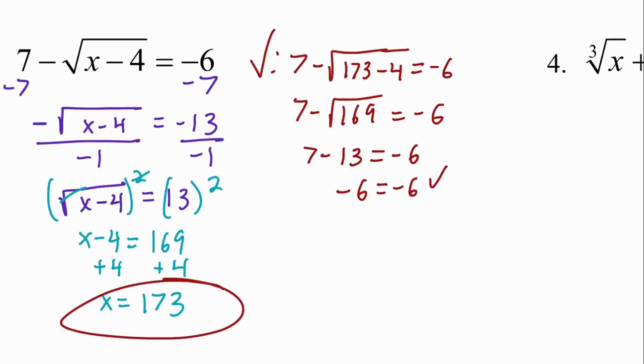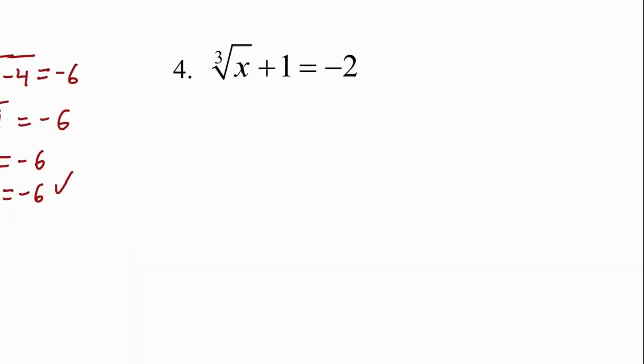Okay, moving on to the next one. So this is a cube root, but we're going to do essentially the same thing. So we're going to start by isolating that radical. So we'll subtract 1 from both sides. So we'll say the cube root of x equals -3.